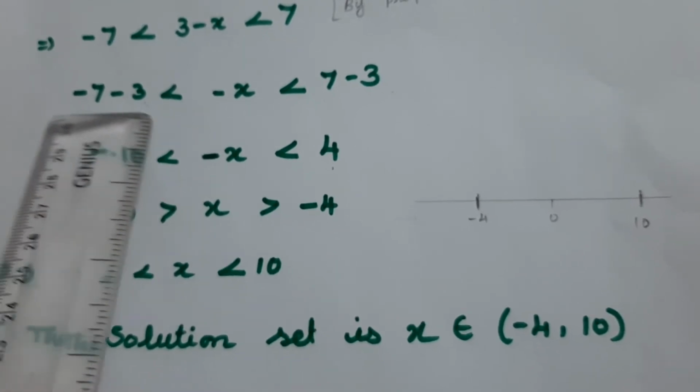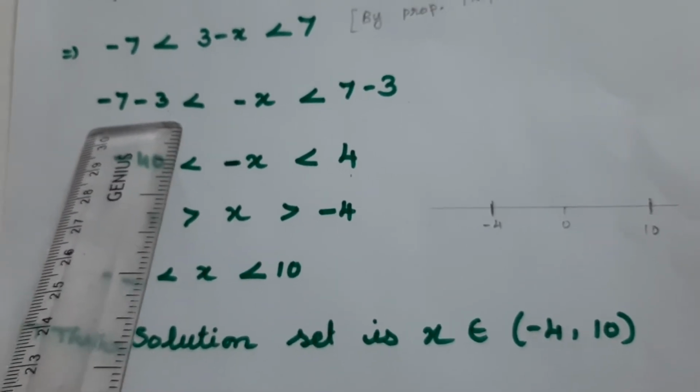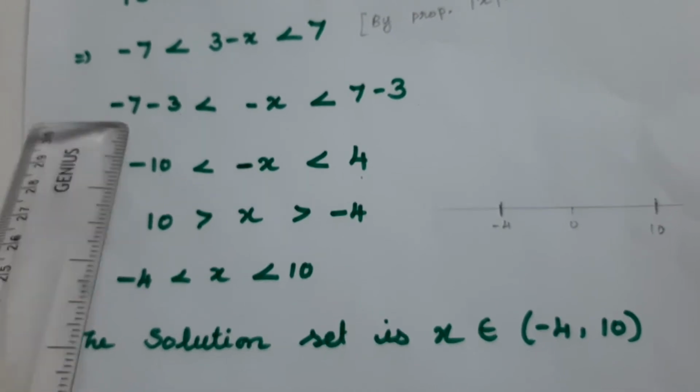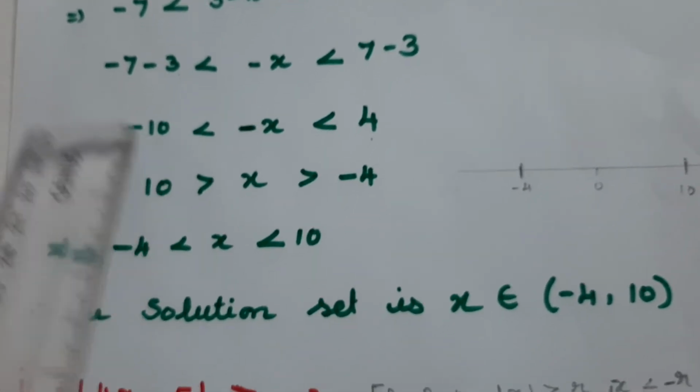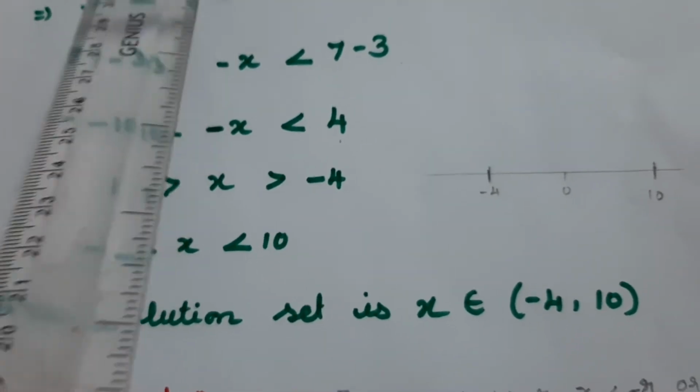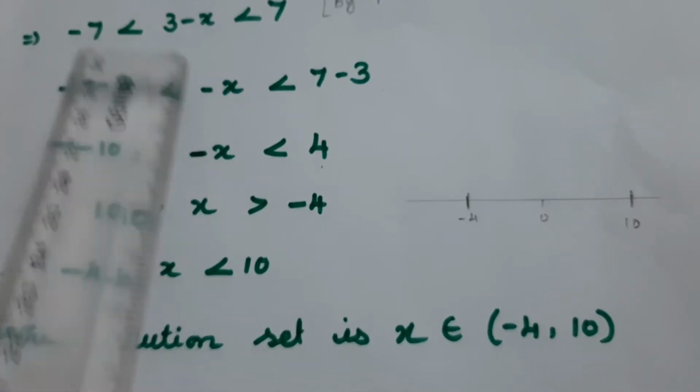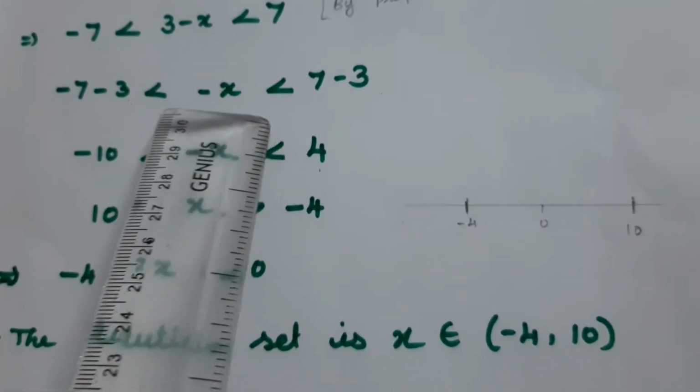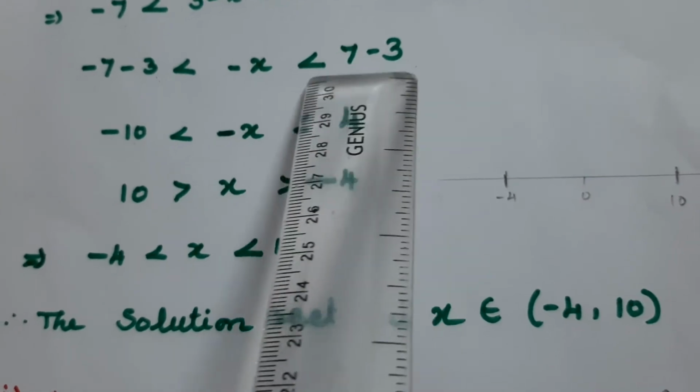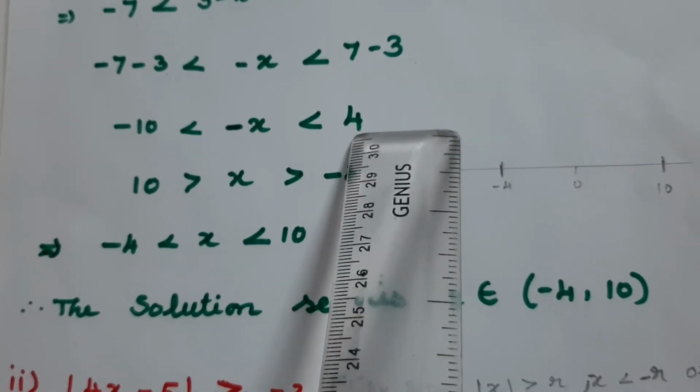So here the same sign is there. So we have to add the values and write the common sign. 7 plus 3, your value is 10. Common sign is minus. 3 we have taken, so the remaining value here is minus x, less than 7 minus 3. 7 minus 3, your value is 4.